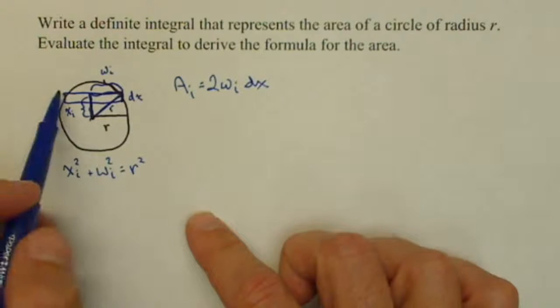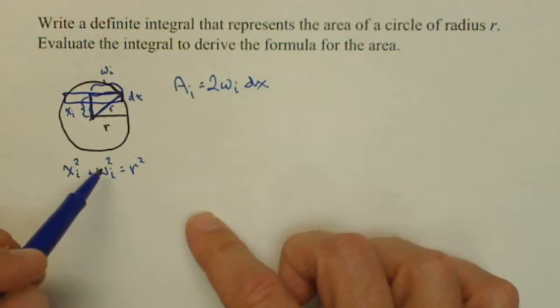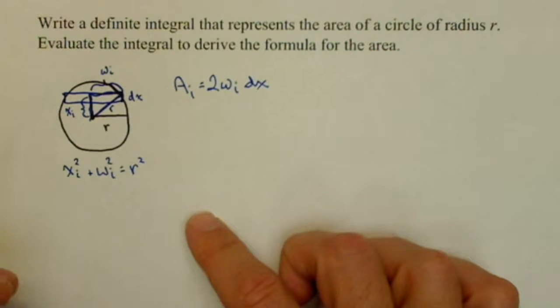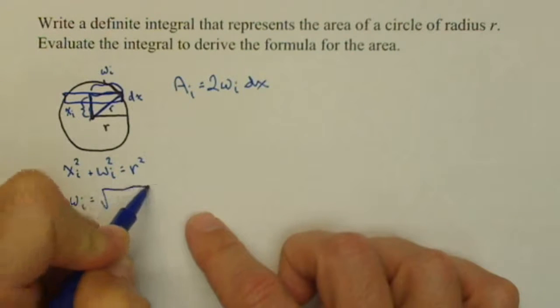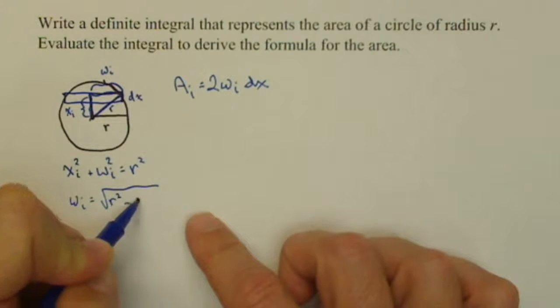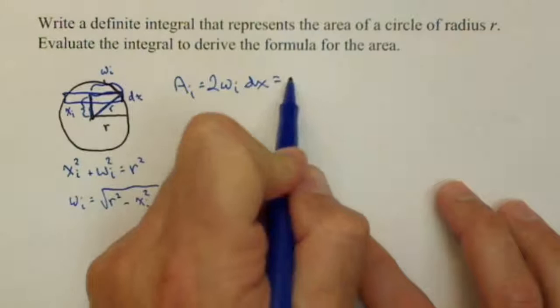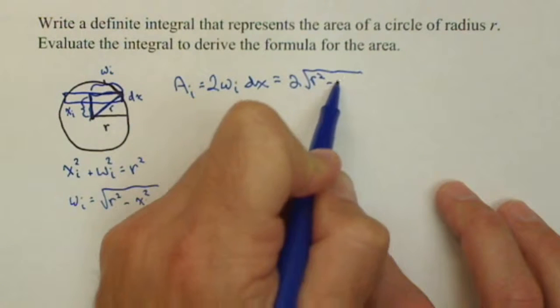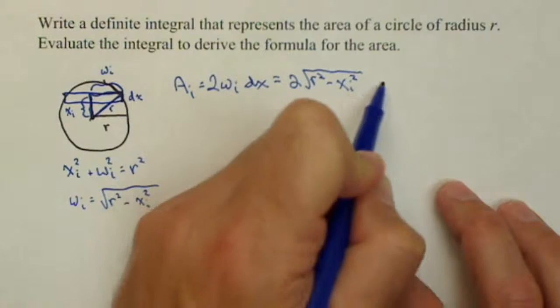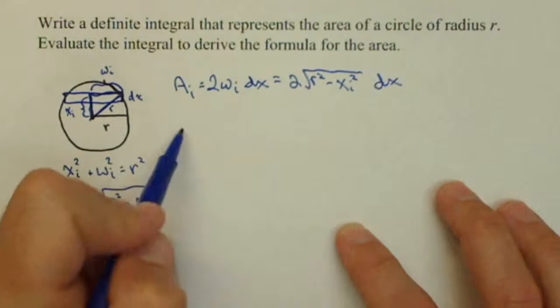Could have let w sub i be the whole thing, and there's no problem with that, then you wouldn't have the 2 here. This would be w sub i over 2, the quantity squared. Still works out the same. We'll solve this for w sub i, so we get w sub i equals the square root of r squared minus x sub i squared. So putting that into my area formula, I got 2 times the square root of r squared minus x sub i squared dx.